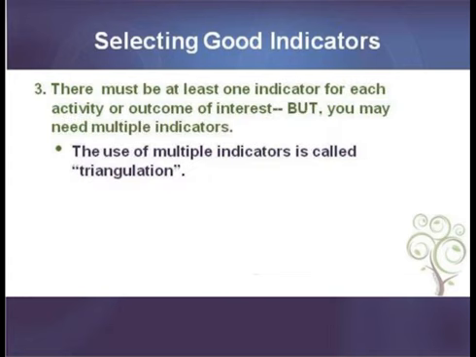The third point is that we want at least one indicator for each activity or outcome of interest, but depending upon how abstract the thing we're measuring is, we may need multiple ones. The fancy name for this is triangulation, and we'll spend a little bit of time on that later.